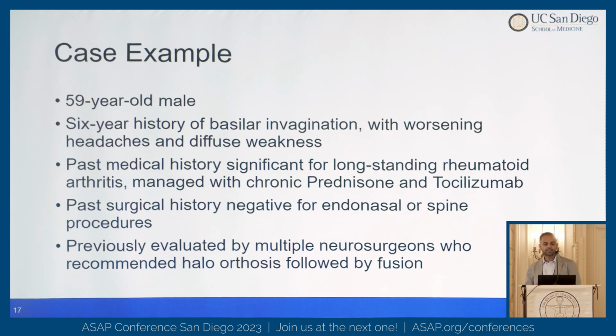This is one of the cases that I did a couple of years ago at Pittsburgh. This was a 59-year-old male with a history of basilar invagination. This was secondary to rheumatoid arthritis, and he was managed with biologic therapy as well as prednisone. He had seen multiple neurosurgeons across the country who had universally recommended halo traction followed by fusion. You'll see why when you see this patient's preoperative CT and MRI scans here.